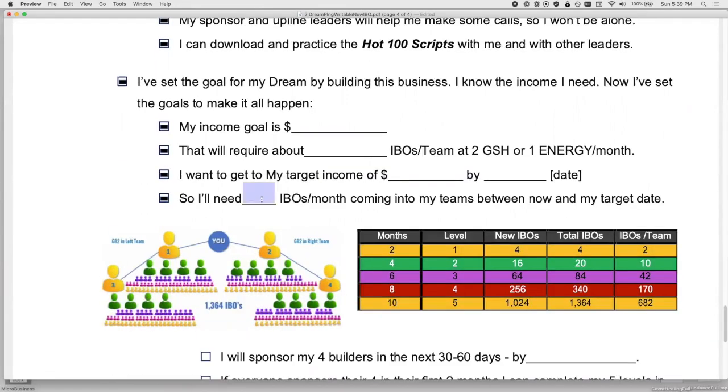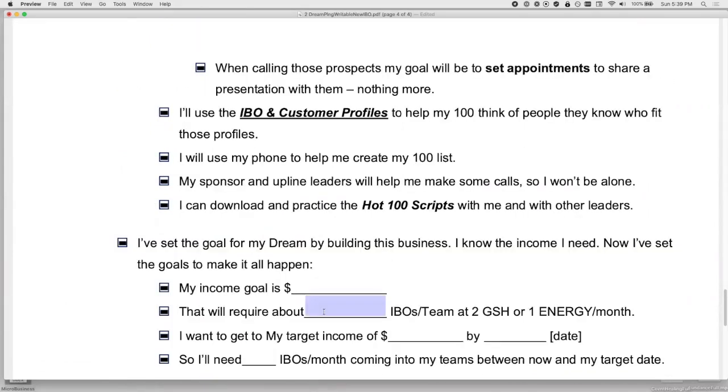So we want to know how many IBOs per month need to come into your team between now and your target date. Very simple. Let's say you need 100 IBOs to reach your target. You want to reach that within 3 months. To do that, you divide 3 months into 100. 3 into 100, how many is that? That's 30. That means you're going to have to bring in 30 IBOs per month coming into your teams between now and your target date, right?